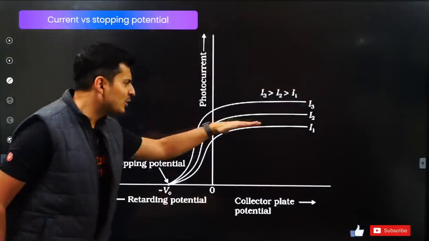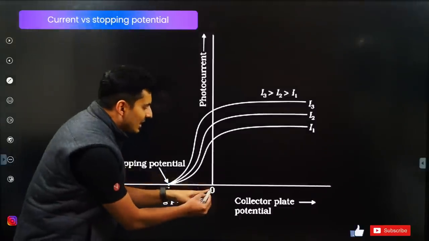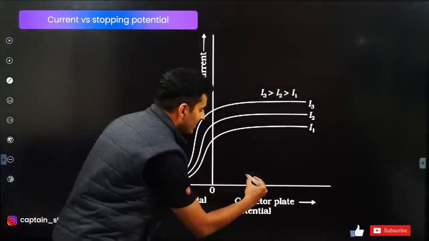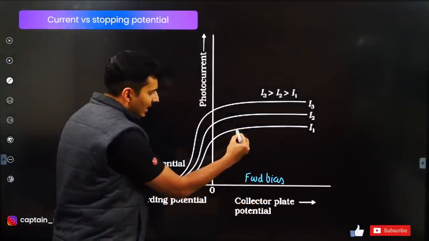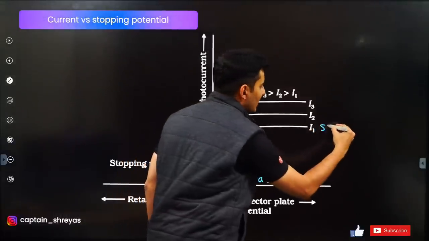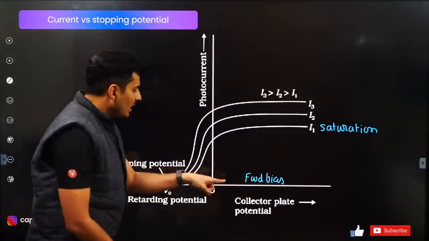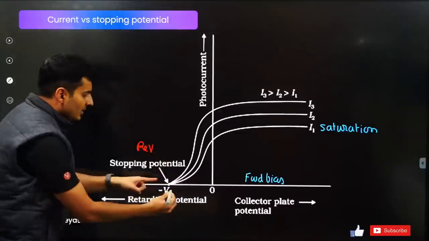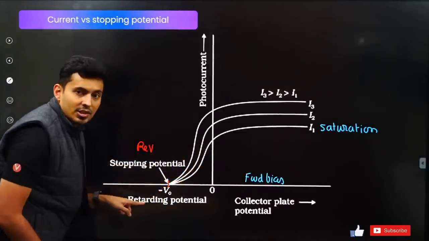You can see our graph also looked almost like this. So when there was nothing applied, there was some current. As you increase the forward voltage, this was forward bias, then you saw the current slightly increase and reach saturation. You can see it is saturated over here. Saturation is reached over here. If you apply reverse voltage, then you can see the current reduces till it stops, till it becomes zero.